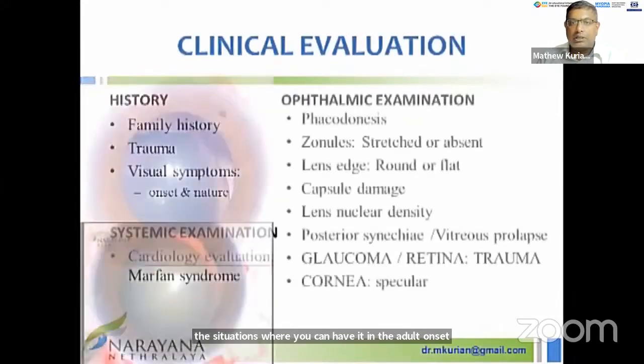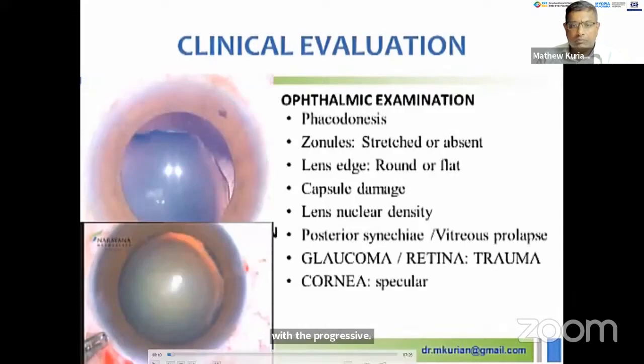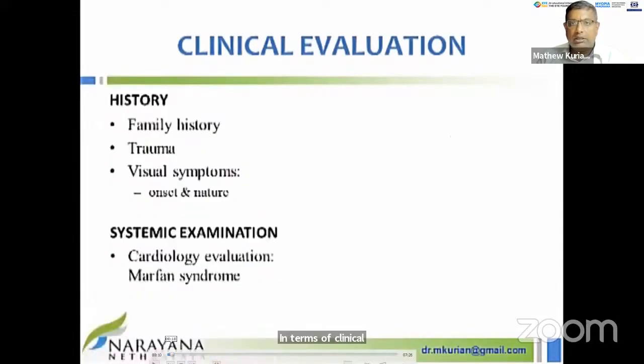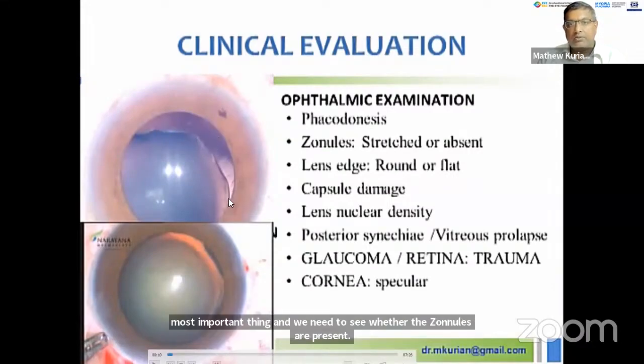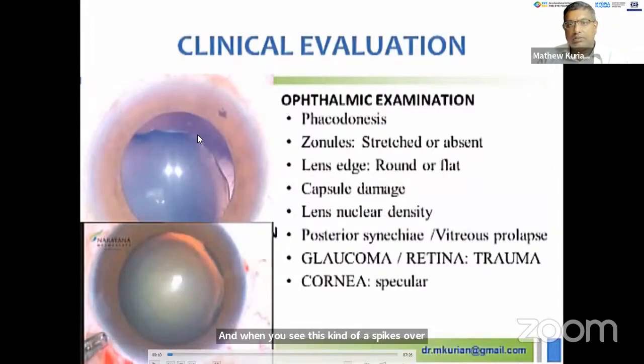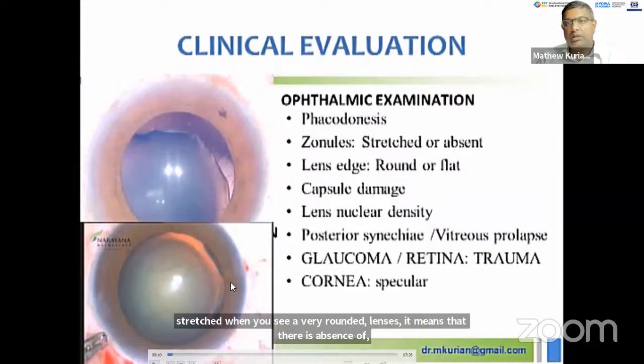In terms of clinical evaluation, we need to check a few things. One is the family history; look for trauma and other visual symptoms, and also look for syndromes that may be associated with it. In terms of ophthalmic evaluation, phacodonesis is the most important thing, and we need to see whether the zonules are present. When you see spikes like this, you can be assured that there are some zonules, but these may be stretched. A very rounded lens edge means there is absence of zonules. Flat would indicate that there is attachment at either end.